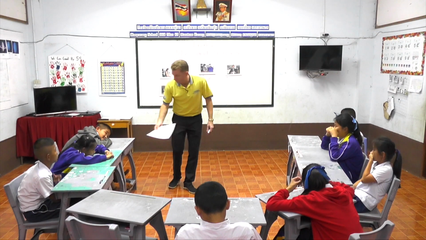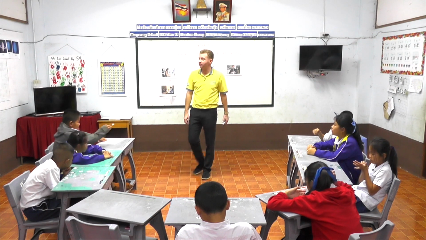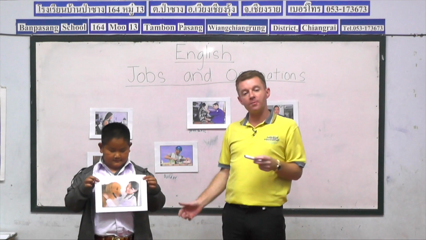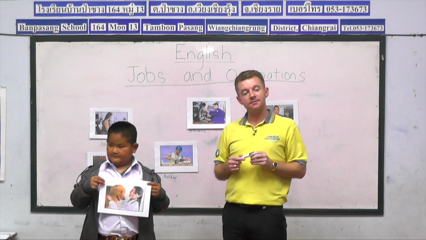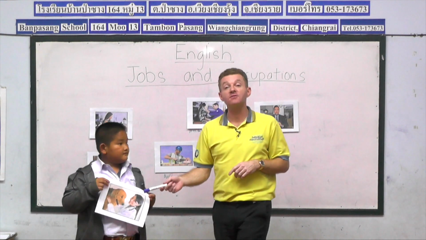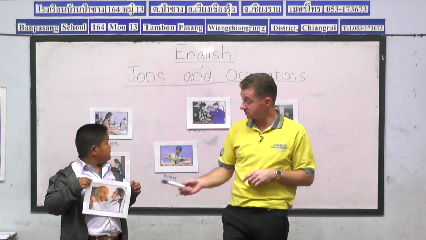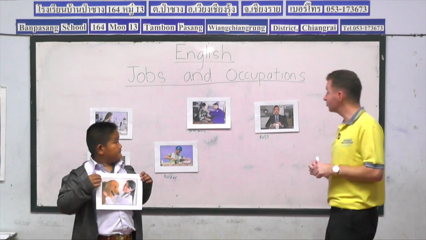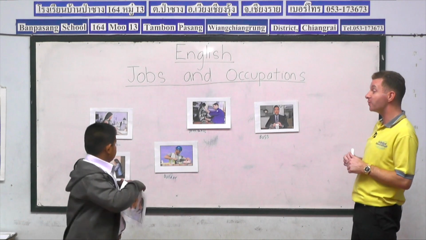Let's see, I know. Net's turn. Net, come and join me at the front of class. Now, who can we see here, guys? What job or occupation is this? The vet, yes. The person who takes care of animals, such as dogs, is the vet. So, Net, can you show us how to spell vet on the board?